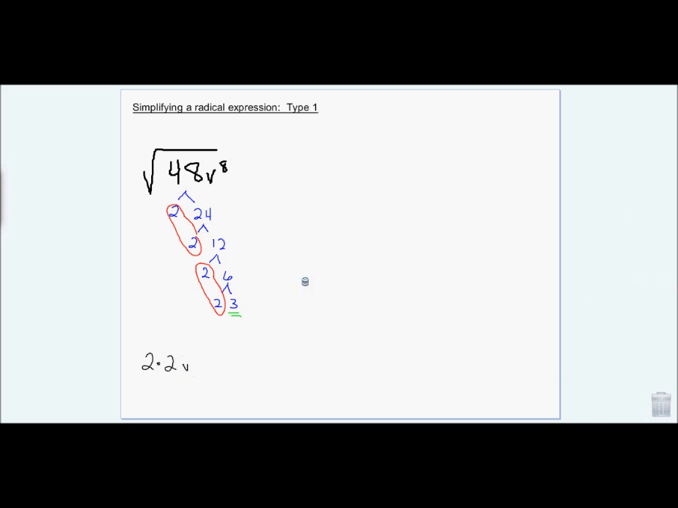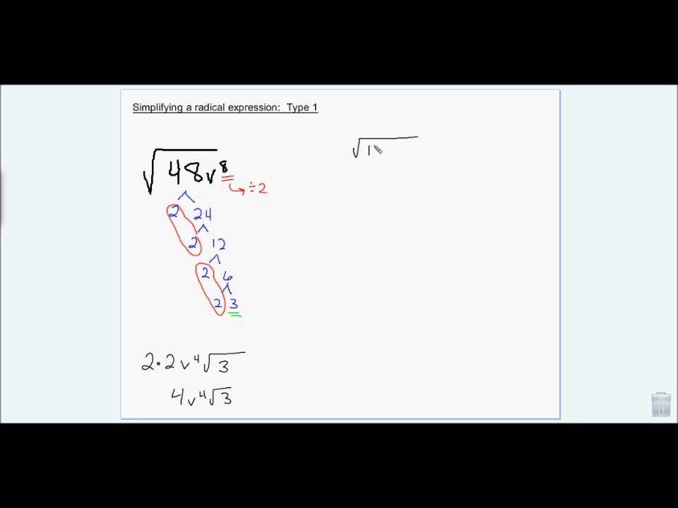And we have v to the 8th. So what we're going to do with this exponent is we divide it by 2. That gives us v to the 4th. There are no remainders on the variables. We have a 3 left inside. So this is 4v to the 4th times the square root of 3.